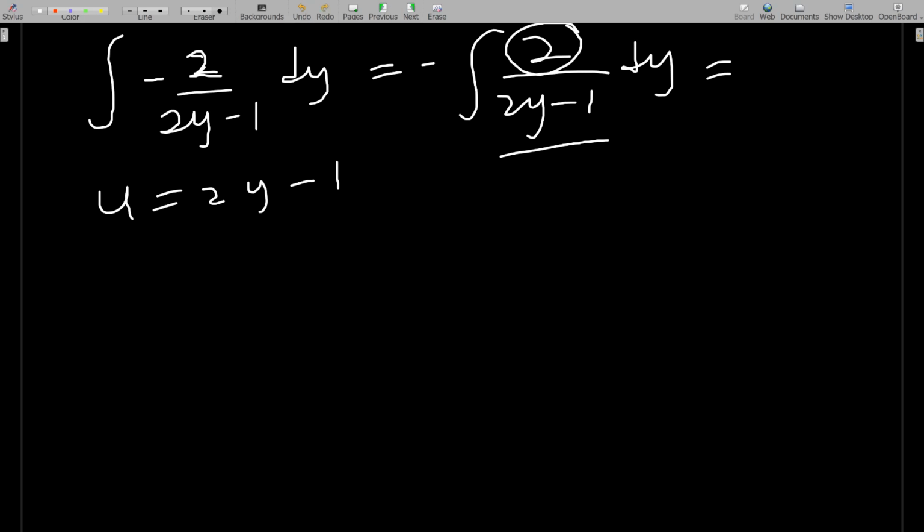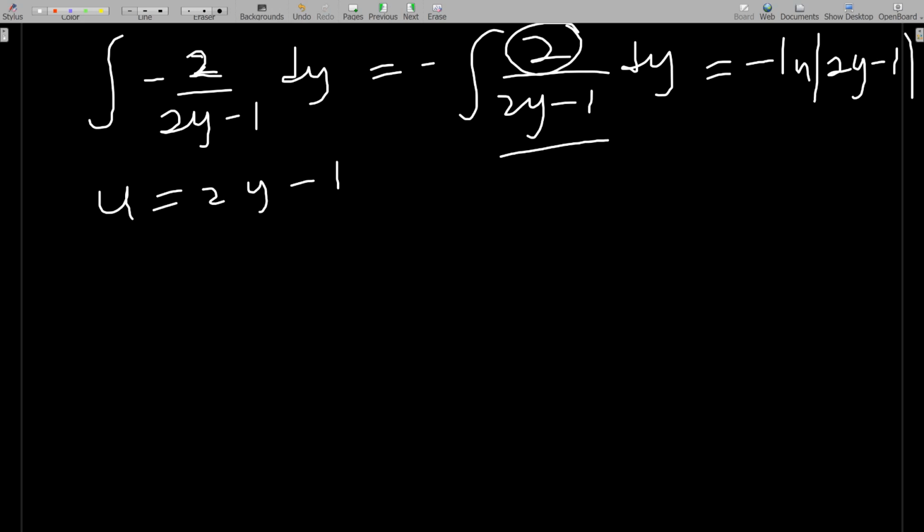So I have negative ln of 2y minus 1, okay. From what I just said, when you have a fraction and you are integrating, and when you differentiate the denominator and you get the numerator, then the answer is just the ln of the denominator, okay.